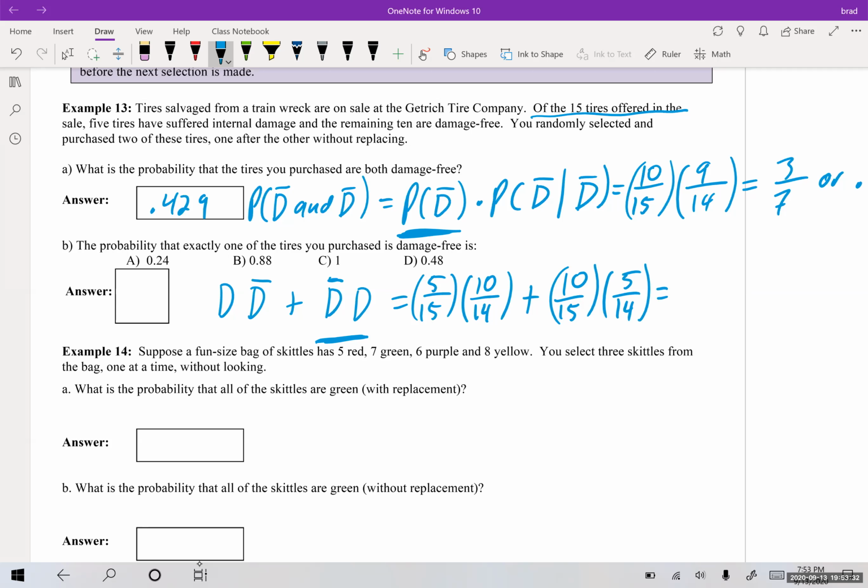So now if we plug this in our calculator, we get about 0.476. Okay. And that looks like that's about 0.48 if we round off. So we're going to say that's D, 0.48. Okay, so that's how we can do that.